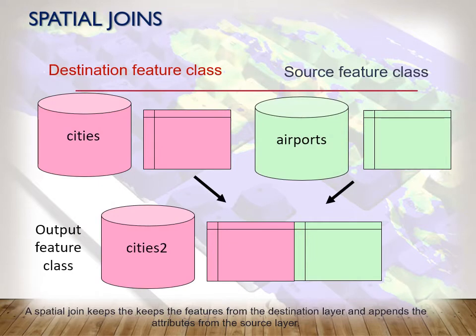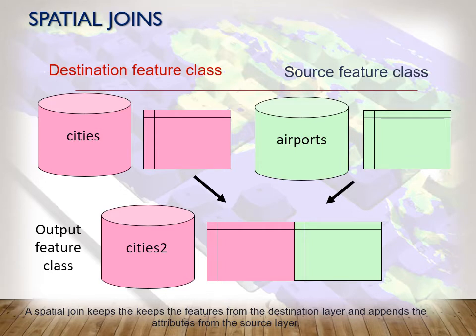So a spatial join basically joins two features that have a spatial relationship. And as you can see at the bottom, it keeps the features from the destination layer and then it adds to or appends the attributes from the source layer. So it is very important to understand which one is the destination and which one is the source for a variety of reasons with spatial joins.